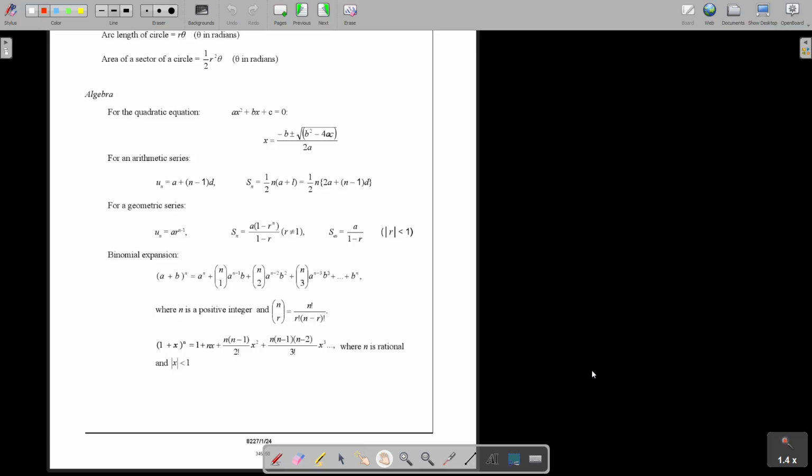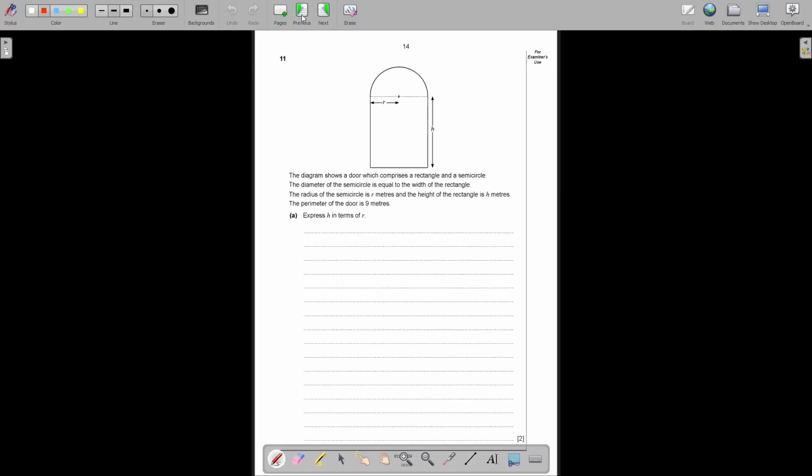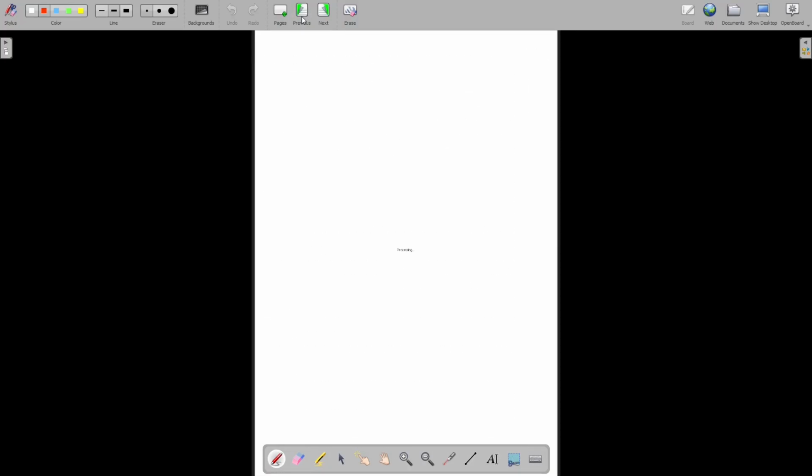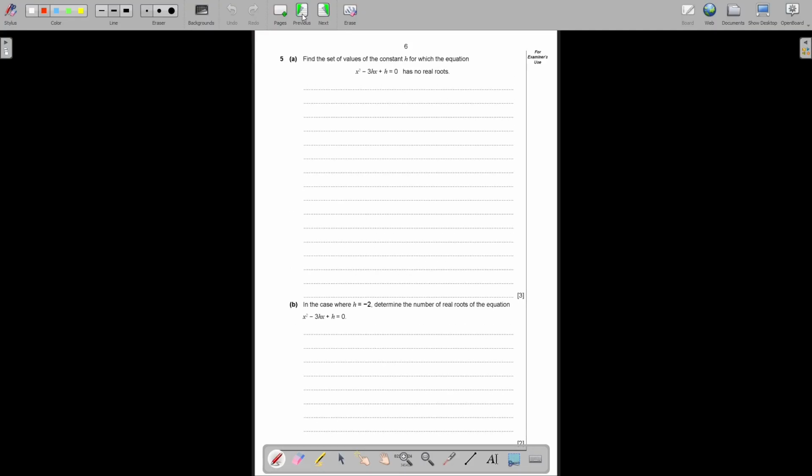Can you see the formula that we were using for a geometric sequence? We were using this one. Did you see the Tn? And this is the one for the sum to infinity. It's on the formula sheet. But let's go back.